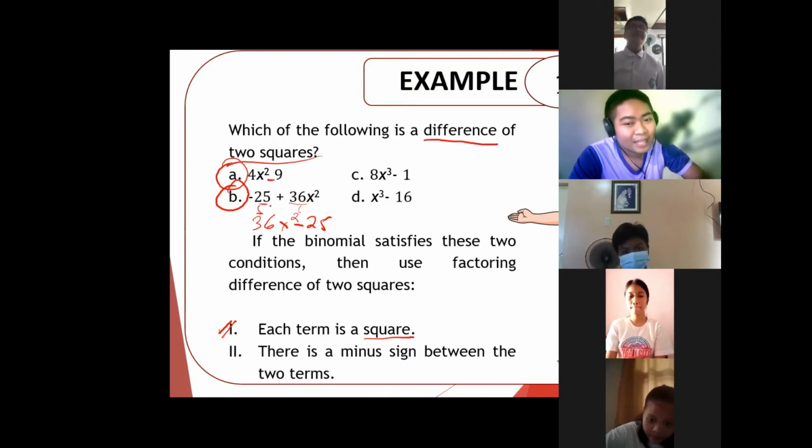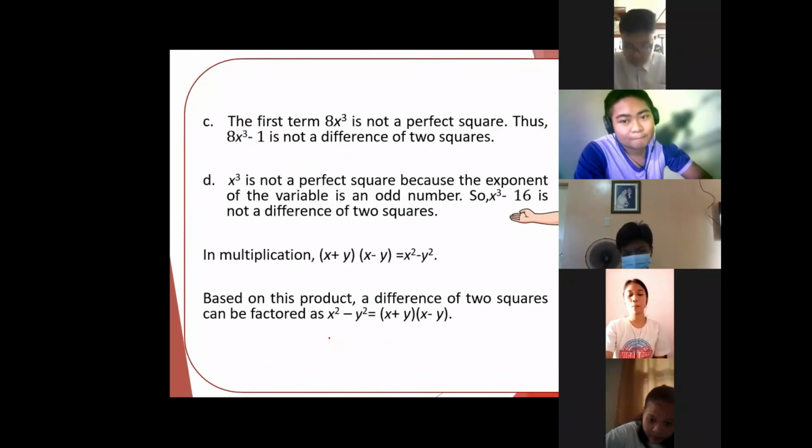It doesn't mean that negative 25 comes first and then the second one is positive. Hindi lang naman ito yung basihan, okay? There is an evidence that it has a negative sign. Therefore, that would be a difference of 2 squares. For letter C, we have cube, cube. Therefore, that would not be a difference of 2 squares. So always remember, each term is a square and it has a minus sign. Let's try to have an example.